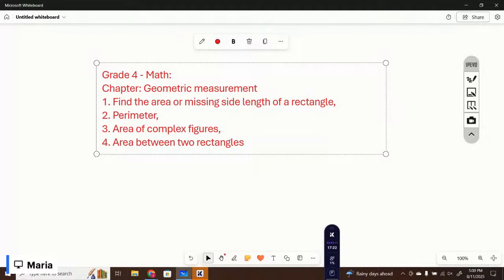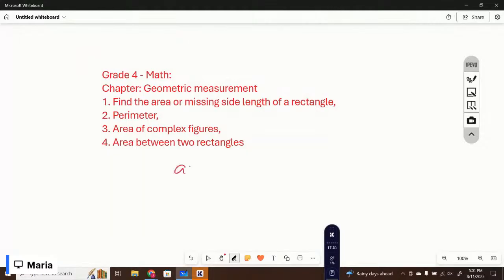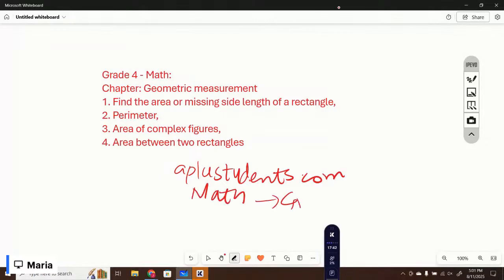You can find all the lessons on aplusstudents.com. You have to log in there using your email address and password as provided by the administrator. Then you have to select math from the subject tab. Scroll down to grade 4 math and then click on view all lessons. There you can find a list of the chapters. We're going to start with the chapter geometric measurement.